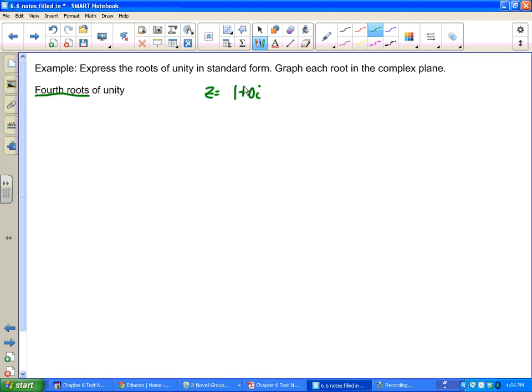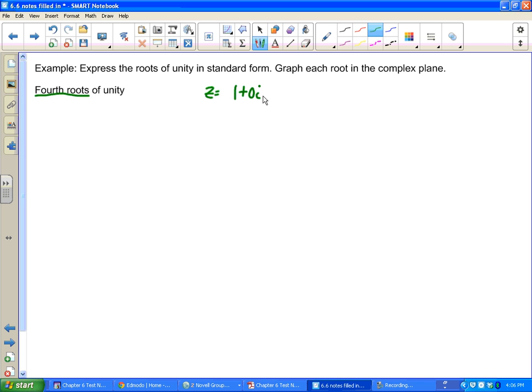After we're done, it wants us to graph each root in the complex plane. What's cool about this is when we graph these, they're going to end up being in a circle. Since it's the fourth roots of unity, they should end up an equal distance apart, dividing our graph into 4 equal parts. So we have our goal here. When you see of unity, this is what you need to start off with: z equals 1 plus 0i.